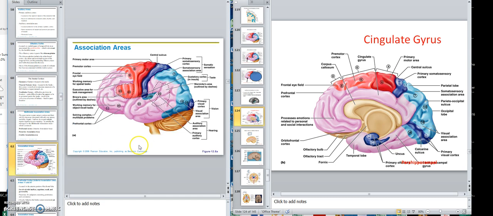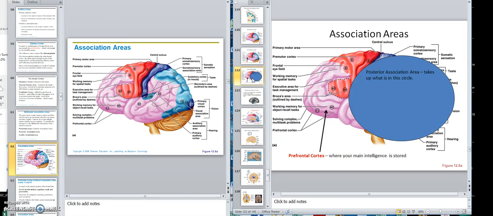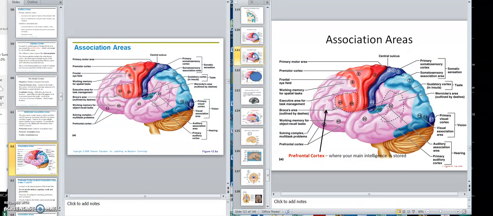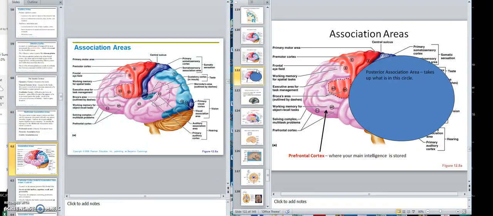Okay, so here, I'm going to call this the posterior association area, which would be this area kind of back here. That's the posterior association area, circled all that there. And that's your posterior one. Okay, let's say.